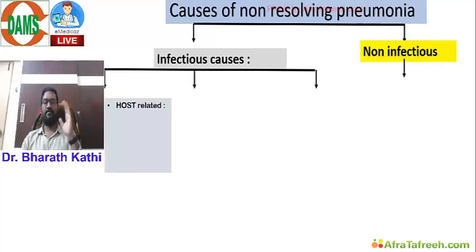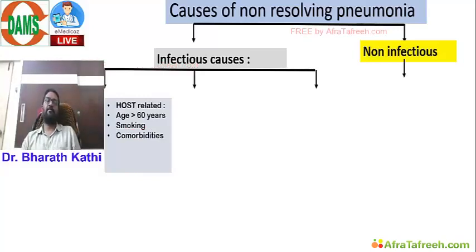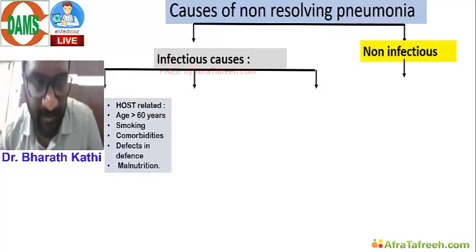Host related, in the sense of why it is not resolving. The host might be immunocompromised, so his immunity might take more time for that infection to resolve. The patient might be smoking. If he is smoking, it will take a lot of time for the infection in the lung to resolve. The patient might have comorbidities like diabetes, so it will again take a lot of time for that infection to resolve. Some defects in the defense mechanism, malnutrition. So these are the infectious causes in the host related aspects.